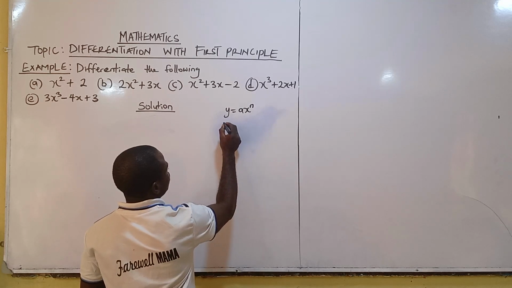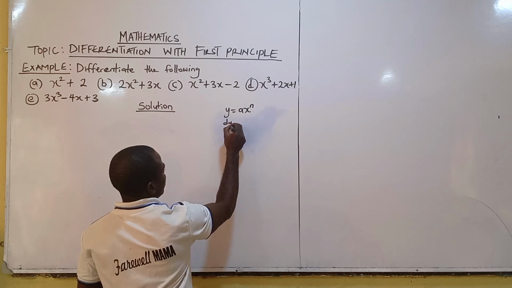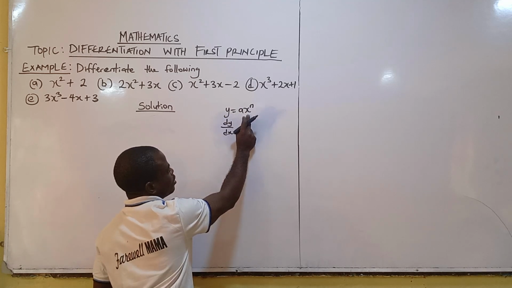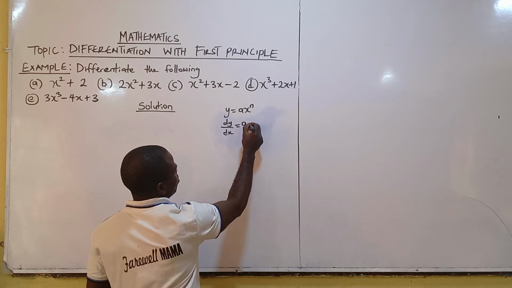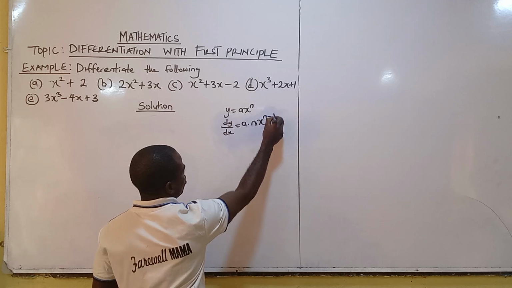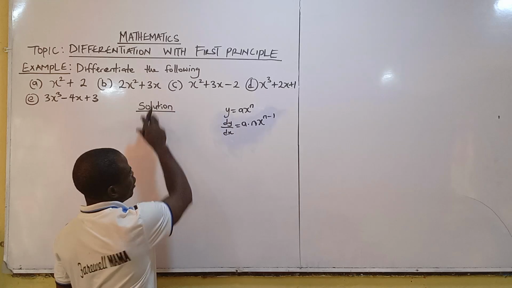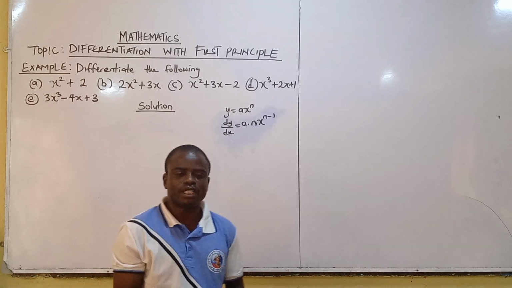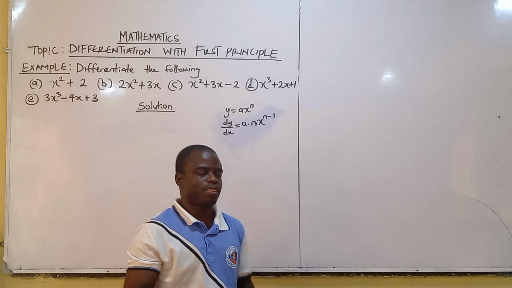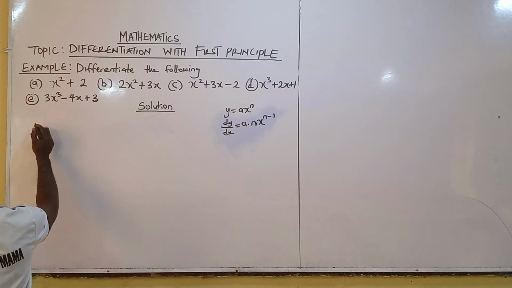Now, what do you mean by that? When you differentiate this, dy over dx, you are differentiating y with respect to x. It now becomes a multiplied by n, x to the n minus 1. You can use this general method to confirm if the first principle that we use is really correct. Now let's go ahead and start with the first one.